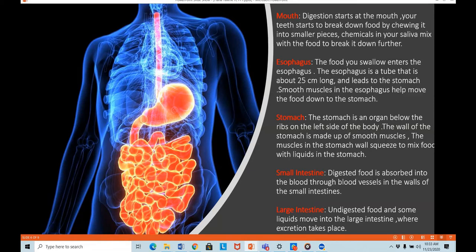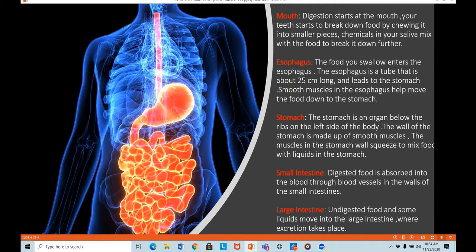Esophagus. The food you swallow enters the esophagus. The esophagus is a tube that is about 25 centimeters long and leads to the stomach. Smooth muscles in the esophagus help move the food down to the stomach. The stomach is an organ below the ribs on the left side of the body. The wall of the stomach is made up of smooth muscles. The muscles in the stomach wall squeeze to mix food with liquids in the stomach.